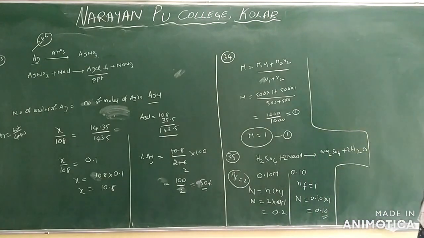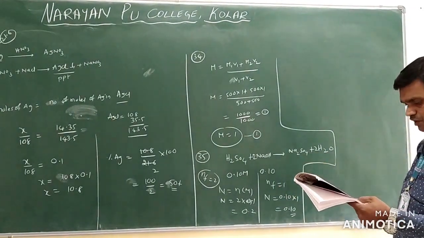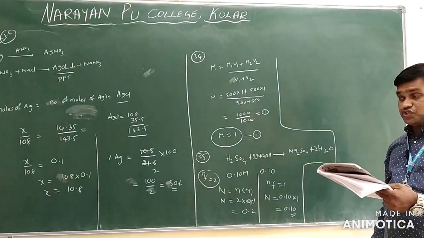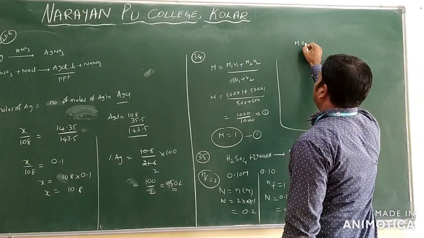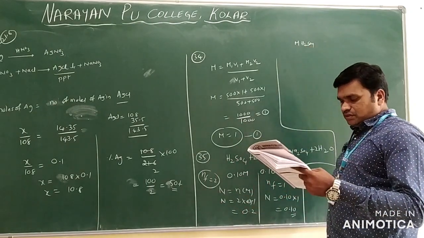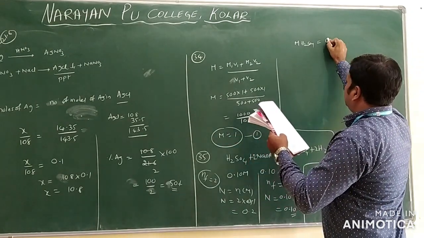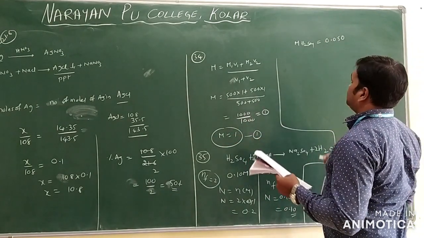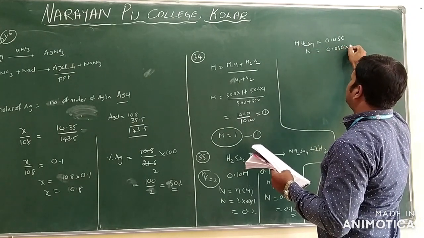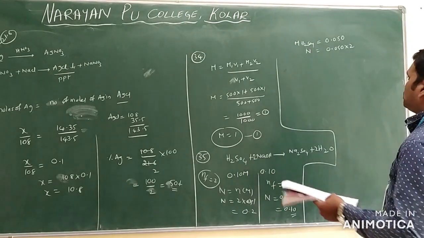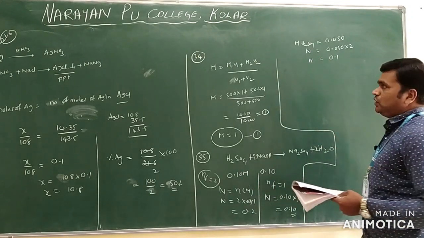What are they asking here? If these two are mixing, with the molarity already converted into normality, they are asking for the volume of the H2SO4 solution. The molarity of H2SO4 is given, that is 0.050. This can be converted into normality. You multiply 0.050 by 2, and we get 0.1.